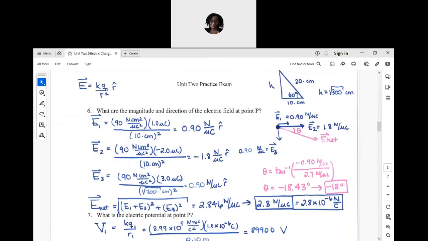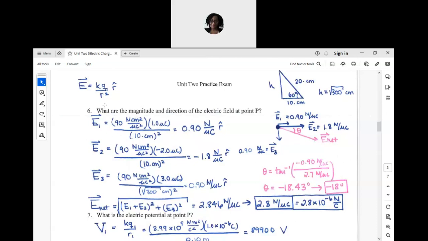So if I take the sine of 60 degrees with the hypotenuse 20 centimeters, I can find that h can be expressed as the square root of 300 centimeters. You could also do this with 0.2 meters and 0.1 meters. Because I chose centimeters, I'm going to end up with an electric field that's given in newtons per microcoulomb. So again, I use the version of K that involves centimeters and microcoulombs.